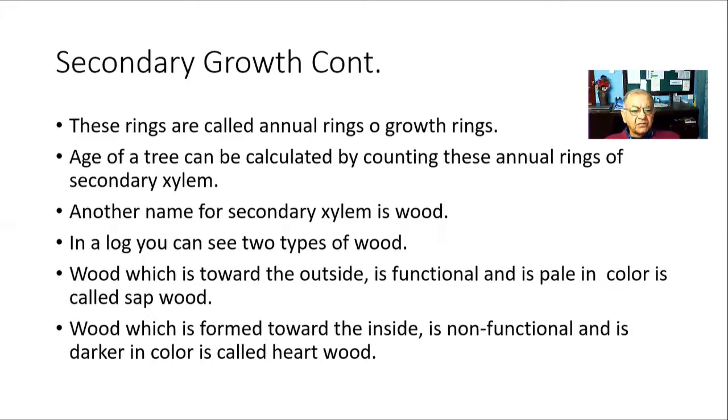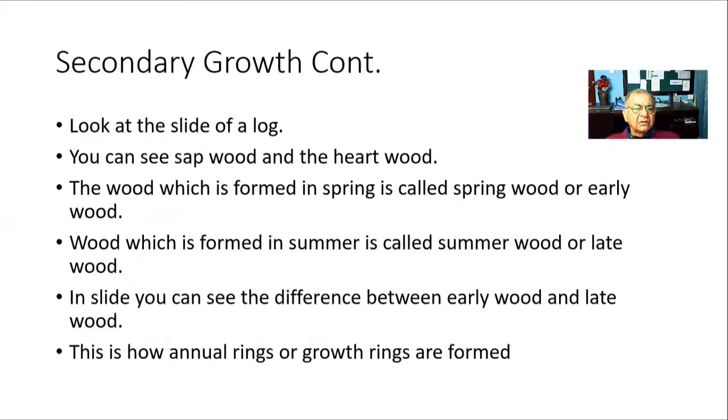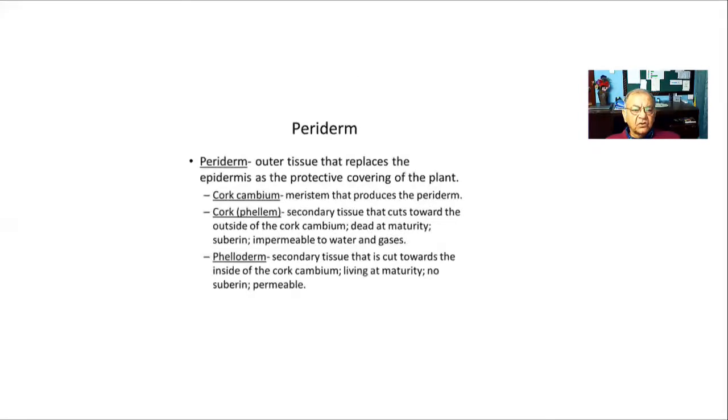Okay, another name for secondary xylem is wood, and there are two types of wood, as I have told you, sapwood and heartwood. Look at the slide of a log, and you can see again sapwood and heartwood. The wood that is formed early in the season is called spring wood or early wood, and the wood that is formed later on is called summer wood or late wood. I have shown you this section in which you can see the difference between early wood and late wood. Because of this difference, there is appearance of annual rings or growth rings.